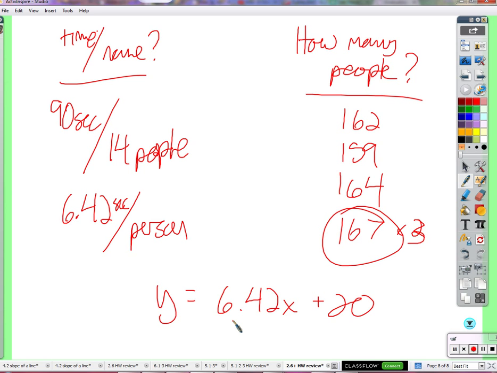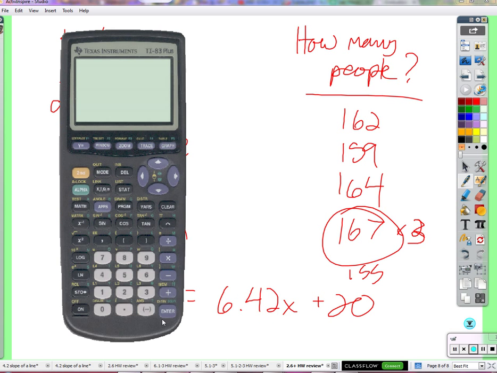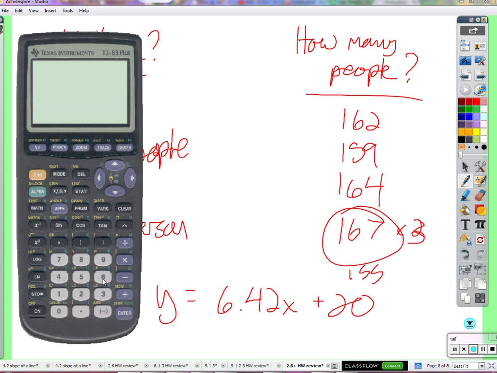So let's figure out how long this timer should be set for, because we know how many people there are until this person's cousin? We didn't do that. Did we? Oh, we did the total. We didn't go to the person's cousin? Oh, let's go to the person's cousin. So it should be 155. Yeah. If we go back from the 167 after the cousin. Yeah. Okay. So we're going to plug 155 in here. It's exciting. 6.42 times 155 plus 20.